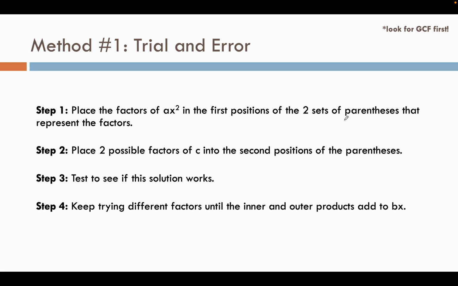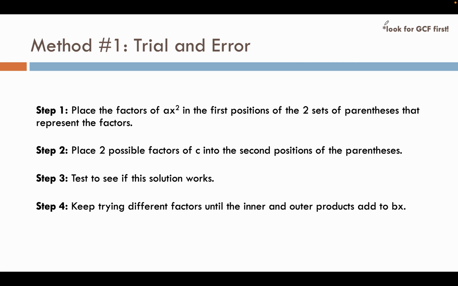Now, sometimes after you factor out a greatest common factor, or sometimes there is not a greatest common factor, we can factor some of these trinomials into the product of two binomials. The first method of doing that is using trial and error.